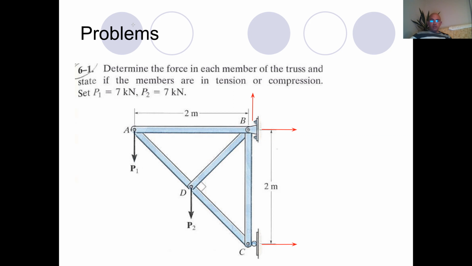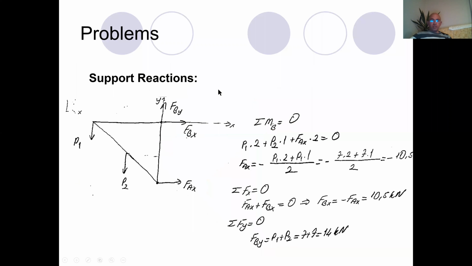Now, let's analyze the problem. First step is to draw the free body diagram of the truss system in order to find the support reactions. Now again, we have the free body diagram. Here we have P1 and P2, and we have two forces, FBX. Certainly we choose X coordinate as the horizontal coordinate and Y as the vertical one. FBX in the horizontal direction and FBY in the vertical direction. We have FAX in the horizontal direction. Therefore, we need to find three forces.